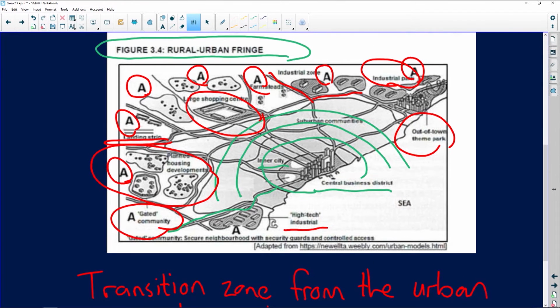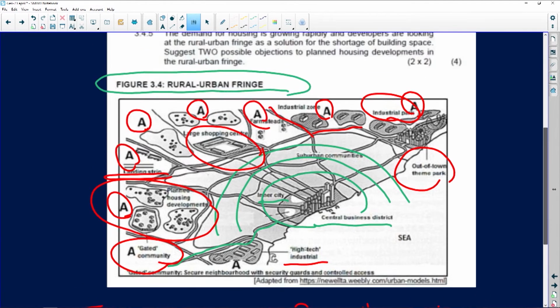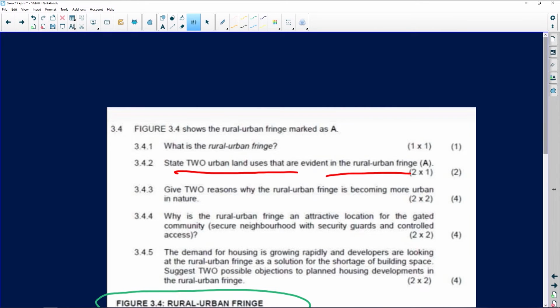There's a planned housing development situated over there, gated community, landing strip, airports, airfields, shopping centers, farmsteads, intensive farming, industrial zones, another industrial park, and theme parks. So quite a few that we find on the rural-urban fringe.